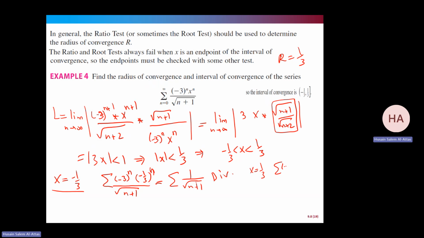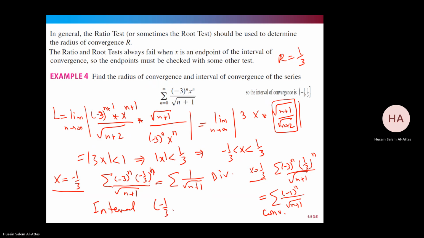x equals 1 over 3. What will you get? 1 over 3 to the power n over square root of n plus 1. That will be the summation of minus 1 to the power n over square root of n plus 1. It's an alternating series where it converges. Yeah, so the interval. By the way, r equals what? 1 over 3, I already wrote it. It's okay with 1 over 3 and not okay with the negative. So that would be the interval.